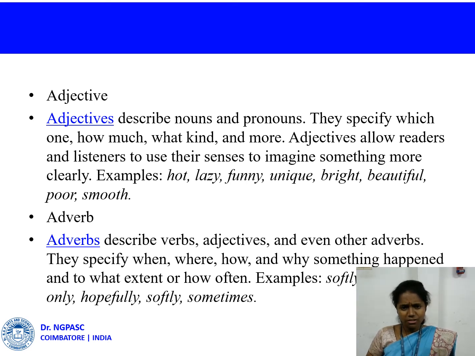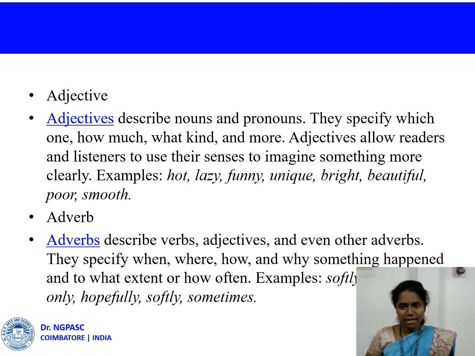Say for example, the tea is hot. The tea is very hot. He is a lazy boy. She is a funny person. She is unique. Her sari is bright. She is a beautiful girl. They are poor. The dress is smooth. So all these things are used to explain or describe how a noun or a pronoun is.